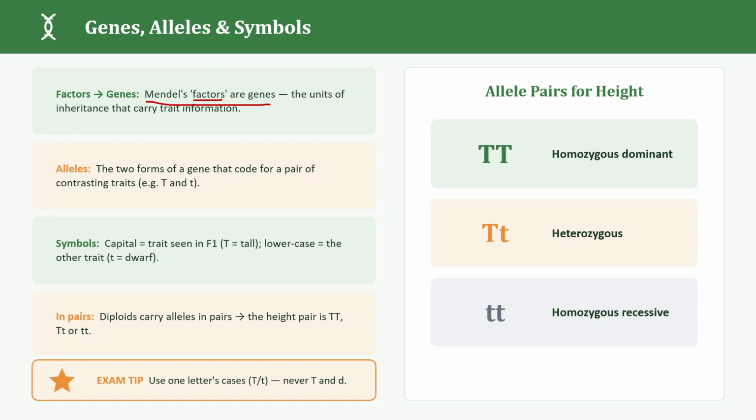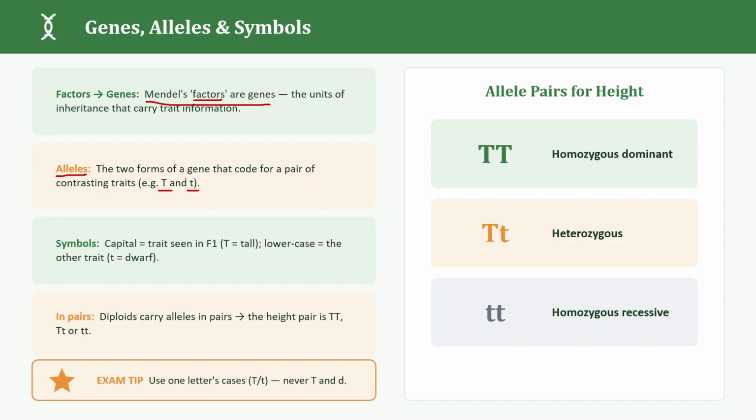So genes are the units of inheritance. Why are they called the units of inheritance? Because they carry the information needed to express a particular character. Different forms of the same gene are called alleles.